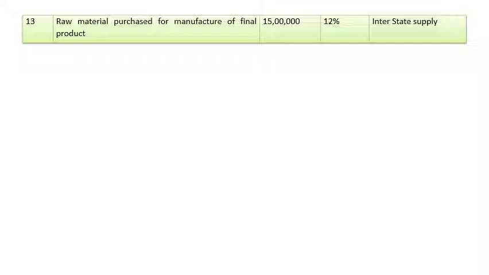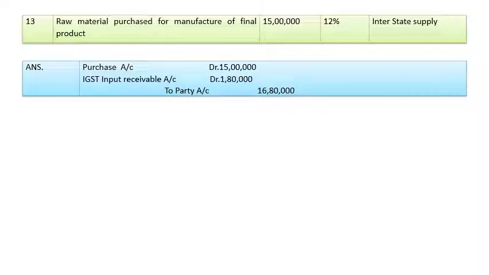IGST will be recorded separately. So entry is: purchase account debit 15 lakhs, IGST input receivable account debit 1 lakh 80,000, to party account 16 lakh 80,000. So credit of 1 lakh 80,000 is available. So that is why it is to be recorded separately. IGST input receivable account debit 1 lakh 80,000.